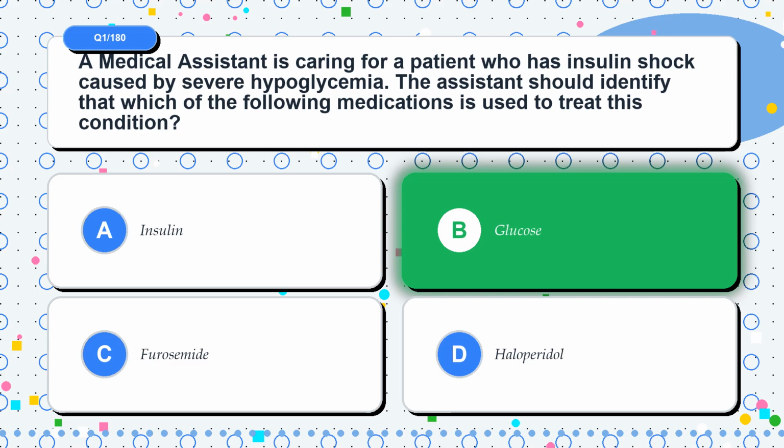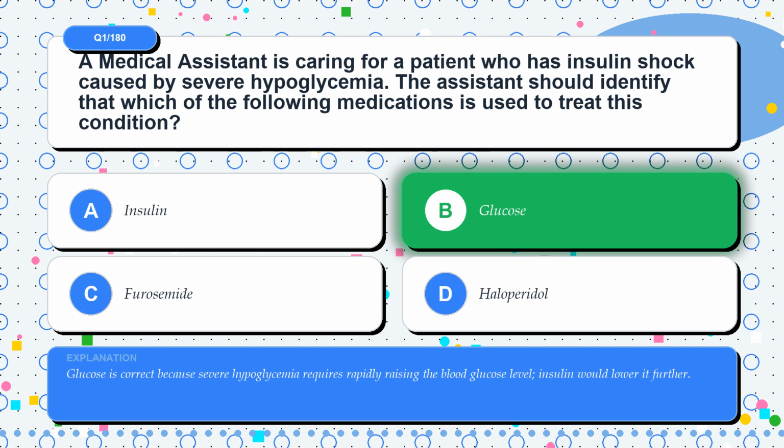The correct answer is option B, glucose. Glucose is correct because severe hypoglycemia requires rapidly raising the blood glucose level. Insulin would lower it further.